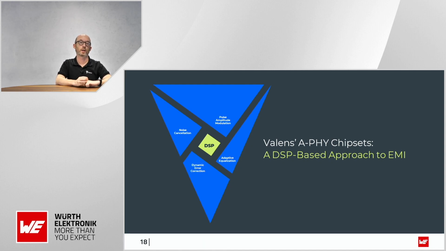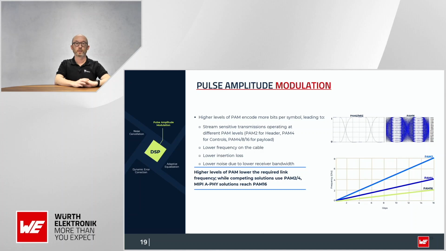We can apply a DSP-based approach in the receiver to compensate for the issues occurring due to the noise present. In this example, I want to show you the MIPI Alliance A-PHY standard-based approach, which is present in the chipsets from Valens that are compliant to this standard. The first method is using pulse amplitude modulation for the transmission, which means we are transmitting more bits per symbol, leading to a lower frequency on the cable.